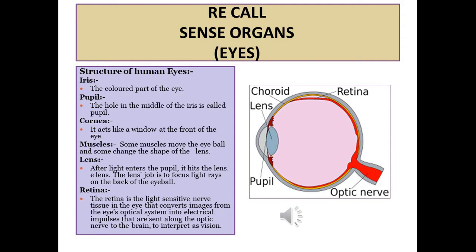Retina: the retina is the light-sensitive nerve tissue in the eye that converts images from the eye's optical system into electrical impulses that are sent along the optic nerve to the brain, to interpret as vision.